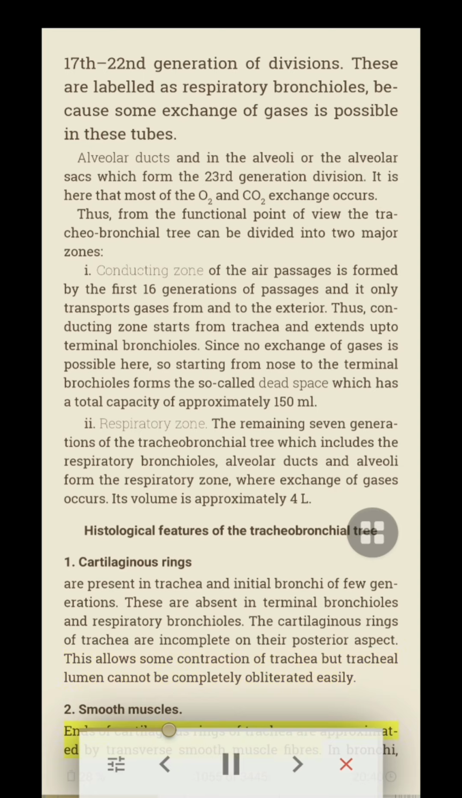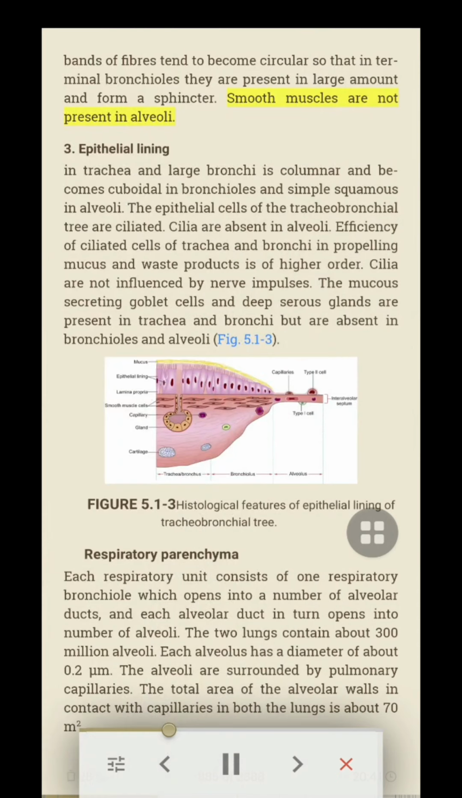2. Smooth muscles. Ends of cartilaginous rings of trachea are approximated by transverse smooth muscle fibers. In bronchi, bands of fibers tend to become circular, so that in terminal bronchioles they are present in large amount and form a sphincter. Smooth muscles are not present in alveoli. 3. Epithelial lining. In trachea and large bronchi it is columnar and becomes cuboidal in bronchioles and simple squamous in alveoli.